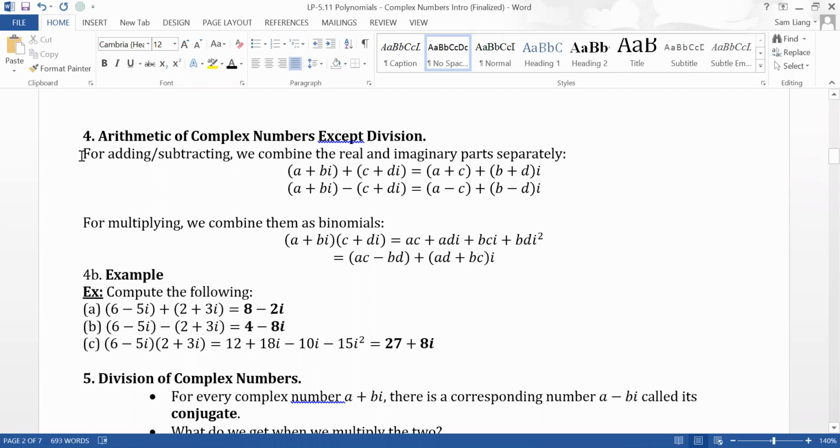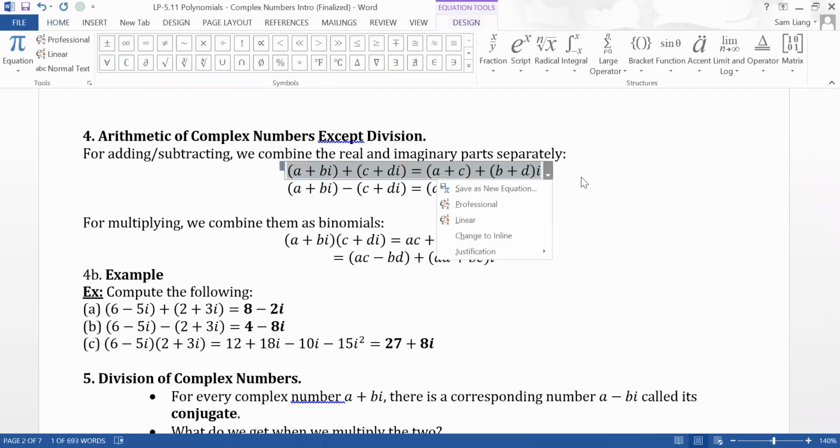Okay, so for adding and subtracting, we combine the real and imaginary parts separately. So we have a + bi plus c + di. So you add a and c, and then you add b and d. So this would be (a + c) + (b + d)i. This will be more clear with actual numbers, but yeah, these are the rules.